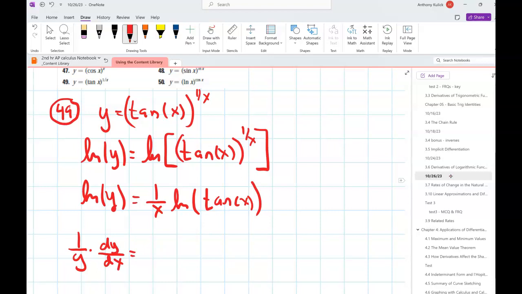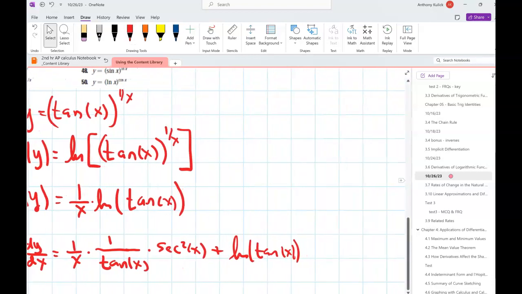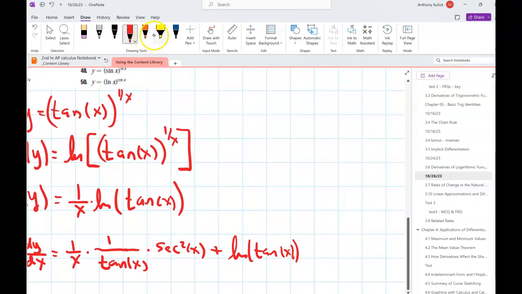And now it's going to be a product rule derivative, because I have 1 over x times the natural log of tan x. So I have 1 over x times the derivative of the natural log, so that's going to be 1 over the inside, times the derivative of the outside, the derivative of tangent is secant squared, plus I have the natural log of tan x times the derivative of 1 over x, which again, I'm going to think about as x to the negative 1. So when I do the derivative, I get negative x to the negative 2.